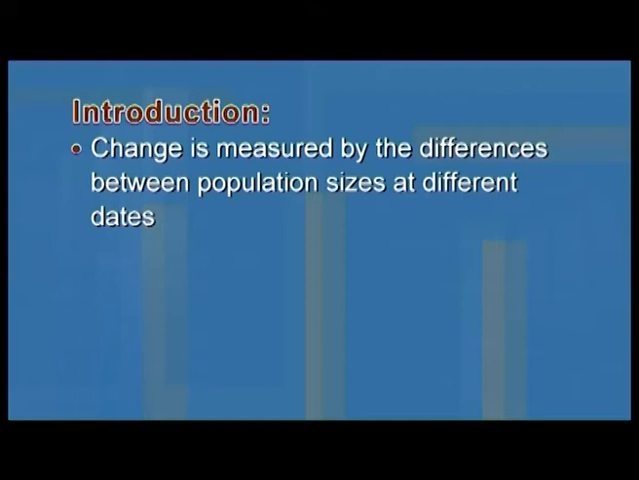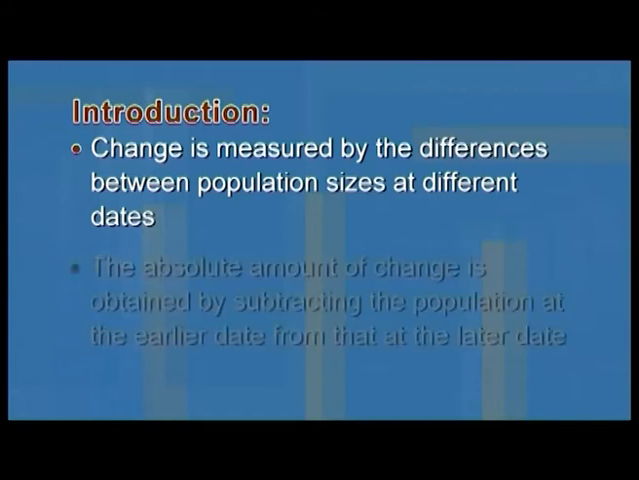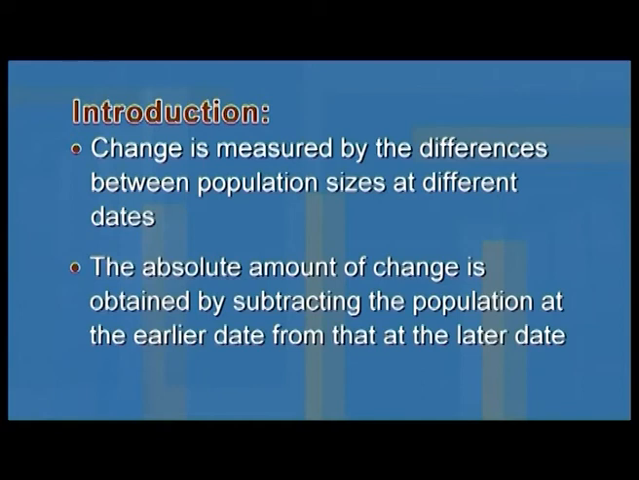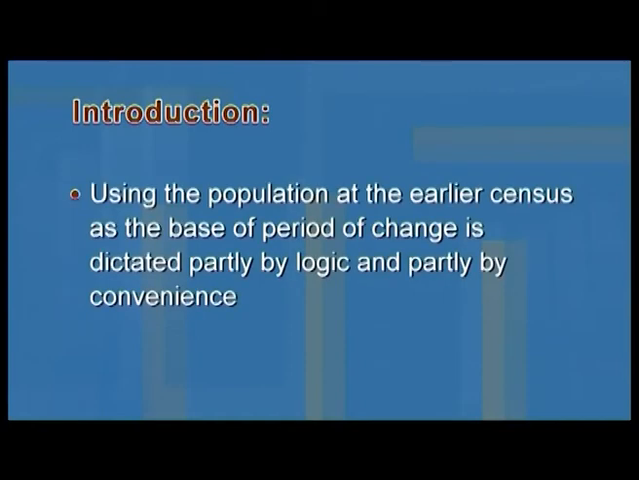Change is measured by the differences between population sizes at different dates. The absolute amount of change is obtained by subtracting the population at the earlier date from that at the later date. Using the population at the earlier census as the base of the period of change is dictated partially by logic and partially by convenience.